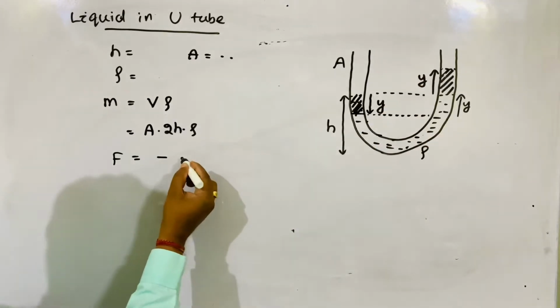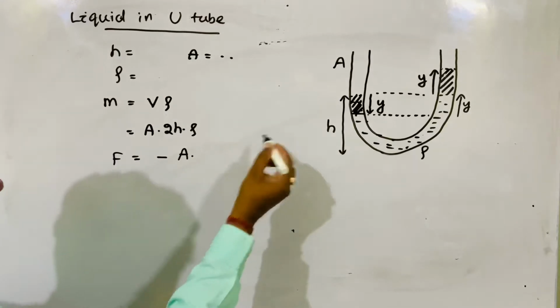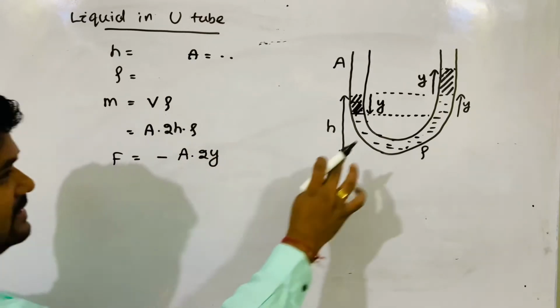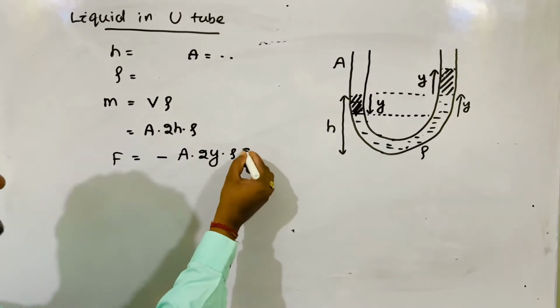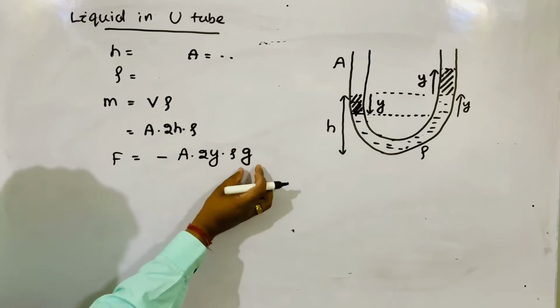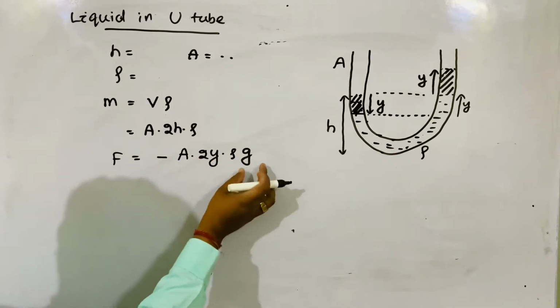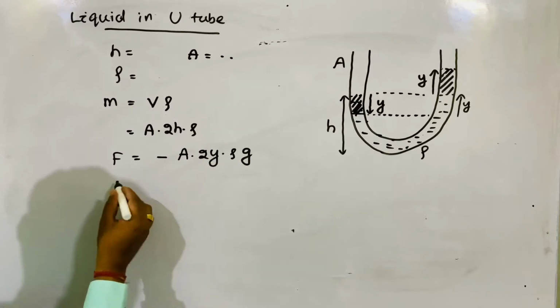Weight is volume into density. That is of how much volume? Volume is A into distance, which is 2y. So the force is A into 2y into density into g, because force is equal to weight. Weight means mass into g, and mass means volume into density. So this is the volume, and this is the force.